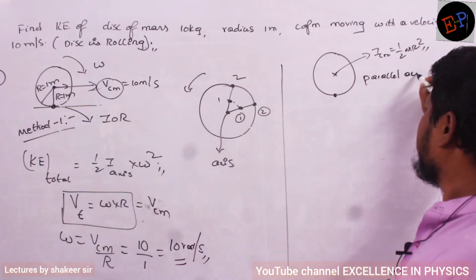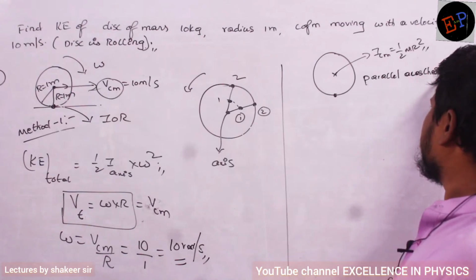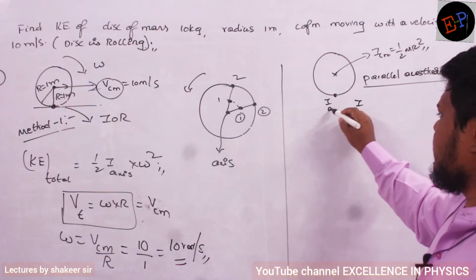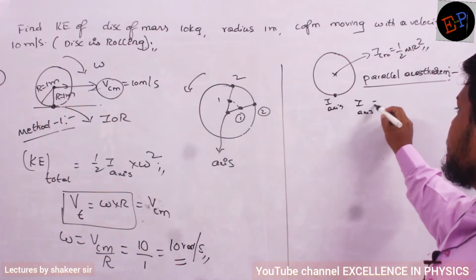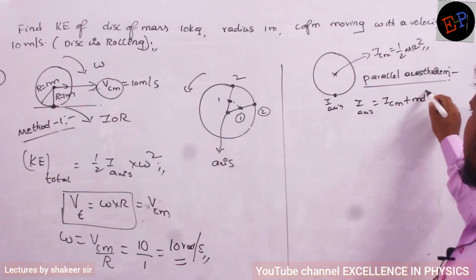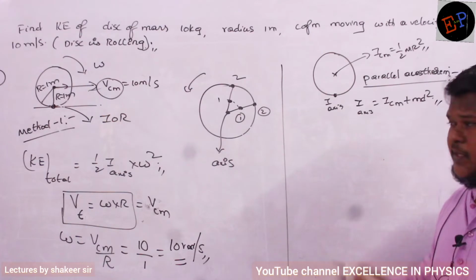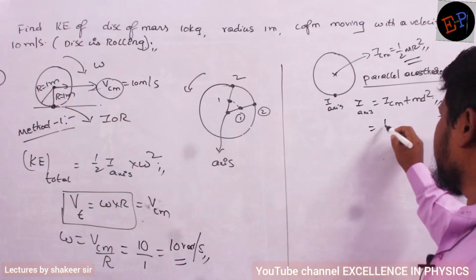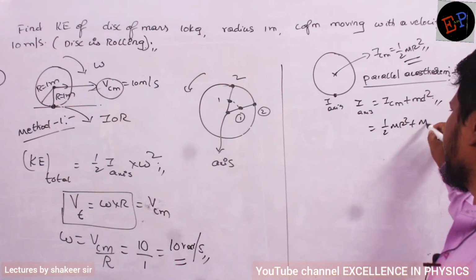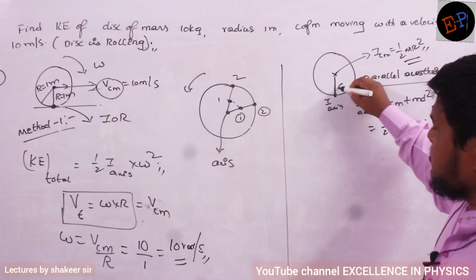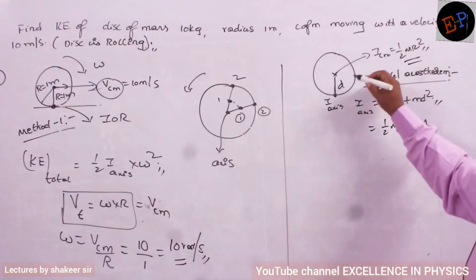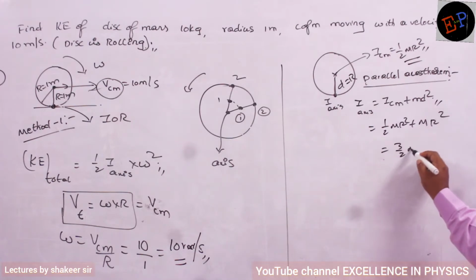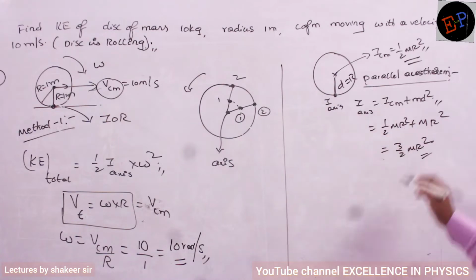Do you remember this? Parallel axis theorem. What is the parallel axis theorem? I axis is equal to I center of mass plus M D square. This is the parallel axis theorem, no? What is I center of mass for a disk? Half MR square. So half MR square plus M into, what is this distance? This distance is D, the distance between two axes. D is nothing but R here. So MR square. So total how much? 3 by 2 MR square. So this is I axis of the disk.